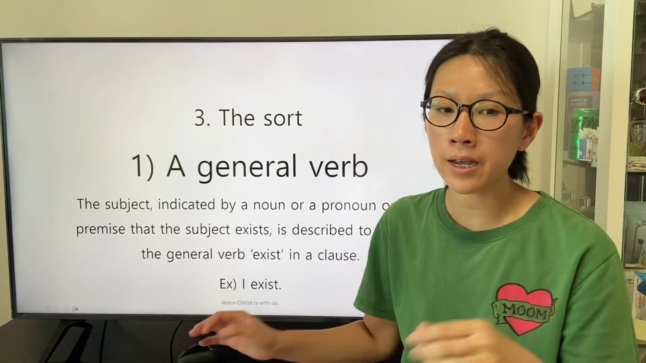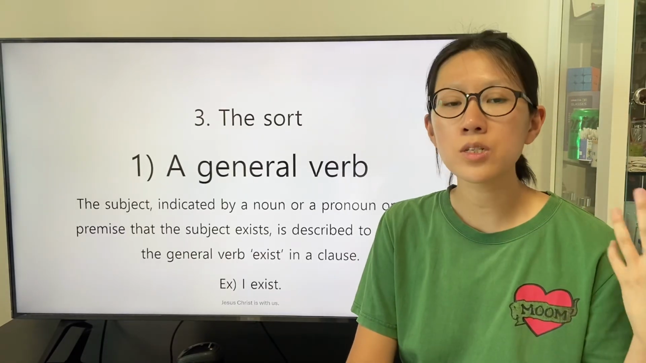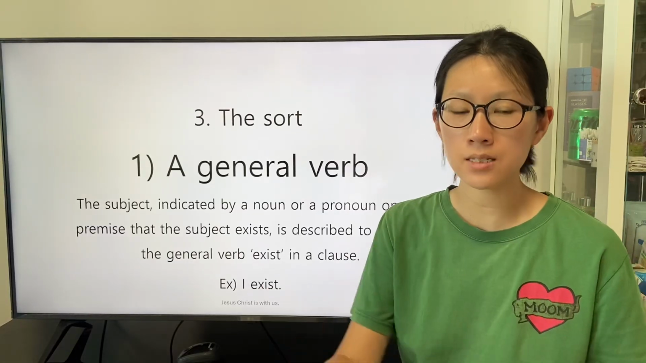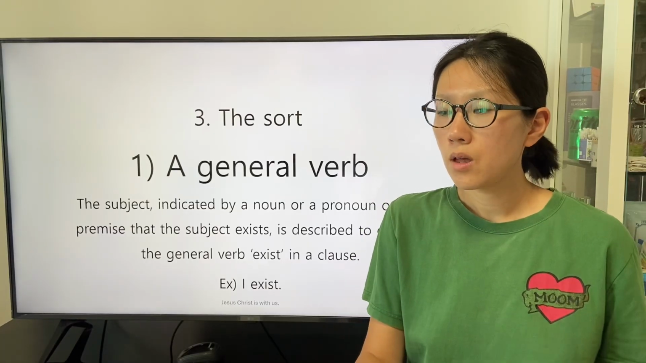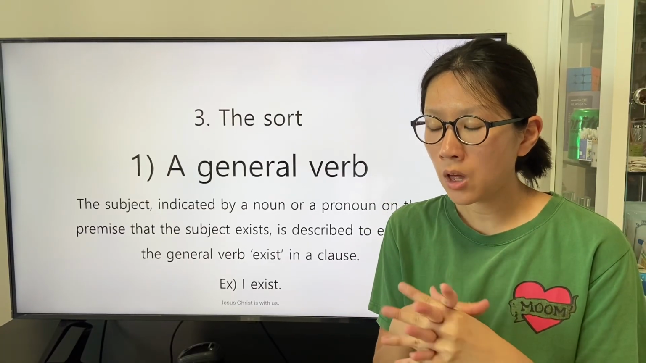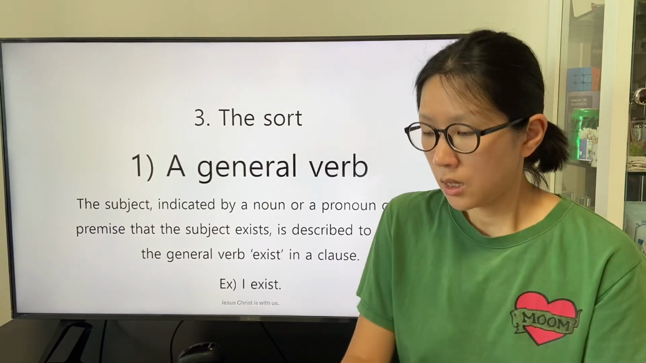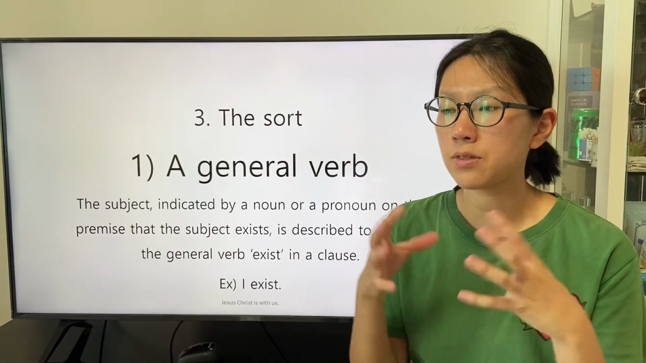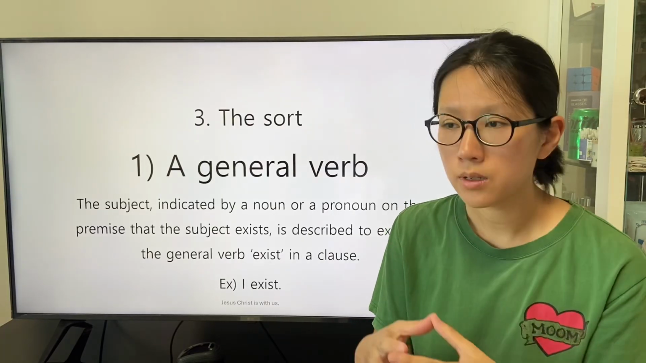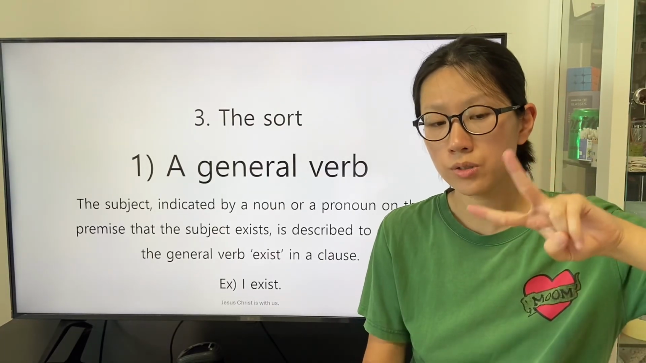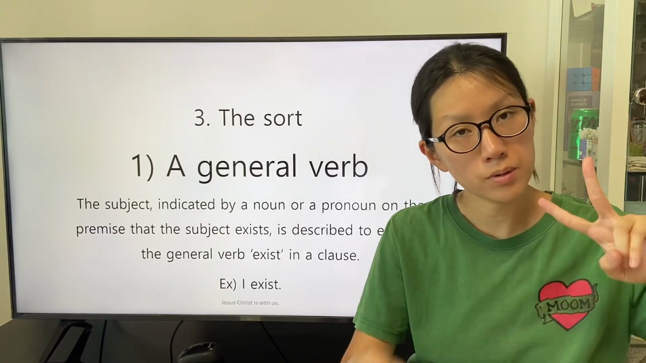The subject indicated by a noun or a pronoun on the premise that the subject exists is described to exist by the general verb exist in a clause. The description by a verb about the fact that the subject exists is possible with the two verbs, the general verb exist and a be verb.